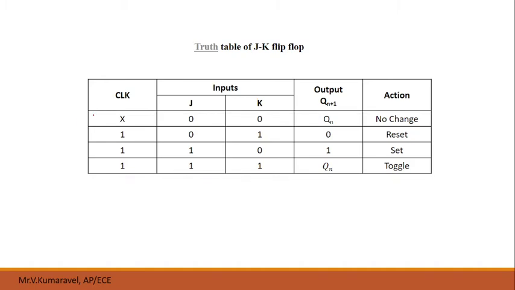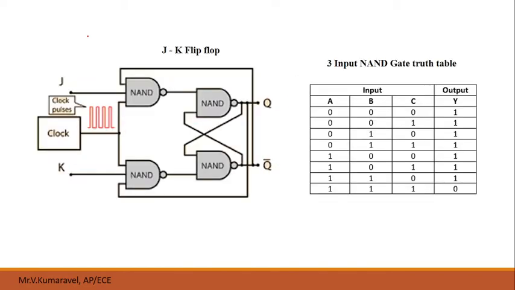Let us see the JK flip-flop truth table. Irrespective of your clock pulse, when J equal to 0, K equal to 0, your next state is nothing but your present state itself. No change in state. This is what we need to understand from this. So now let us go back and see the other case.